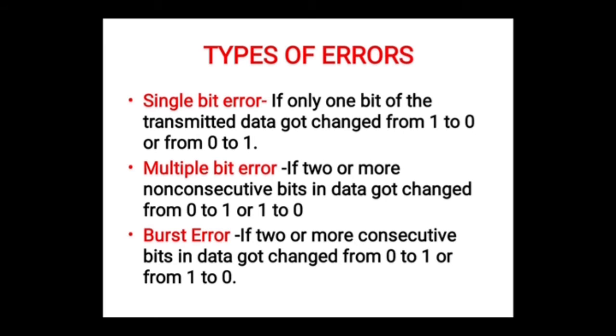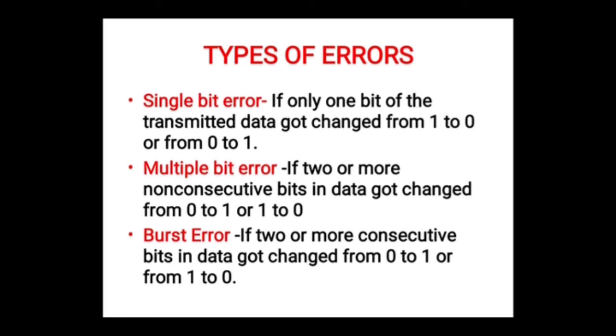So these are the types of errors which we see while sending data: single bit error, multiple bit error, and burst errors. Single bit error: suppose we send the data in the form of a binary number and only one bit of that number is changed from 1 to 0 or from 0 to 1, we call it a single bit error. Then we have a multiple bit error.